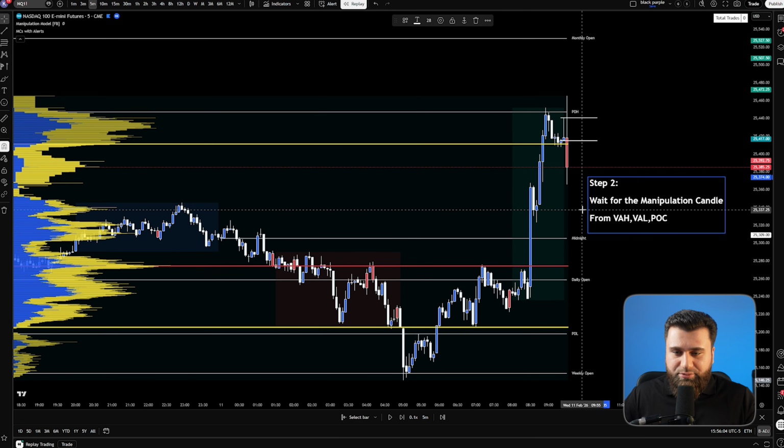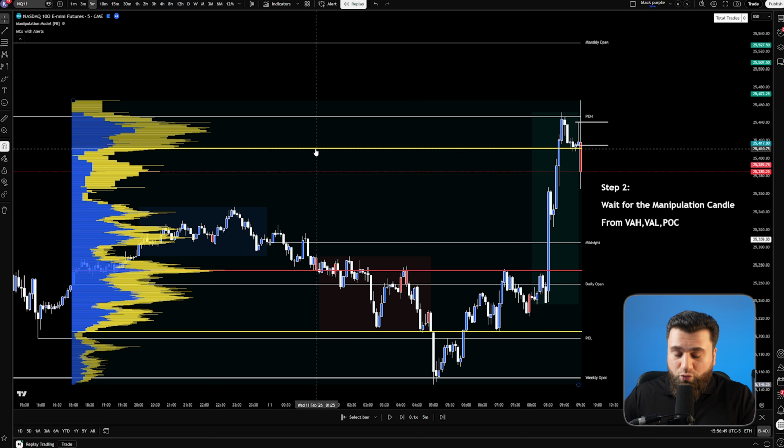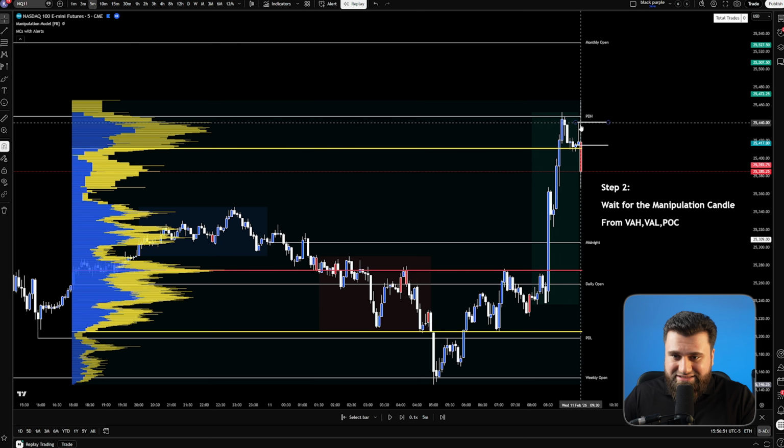Why do we call it a manipulation candle? Because we have a lot of orders right here that we can see have been executed, and the value area high moved up and we have taken out the highs and then closed back below. This is a clear manipulation and we have trapped the buyers here. First, let me show you guys a trade and then I will show you guys how to see buyers getting trapped exactly in real time using Orderflow.